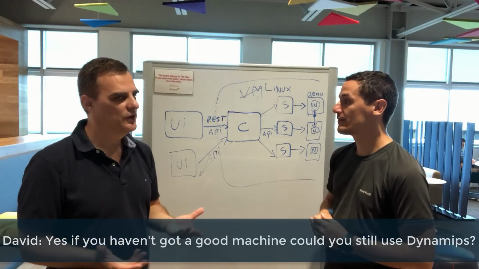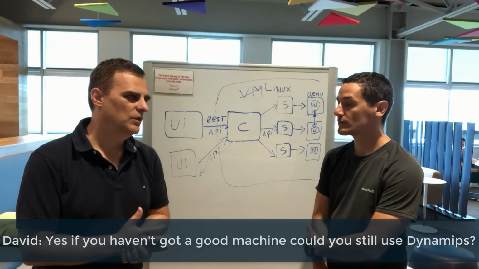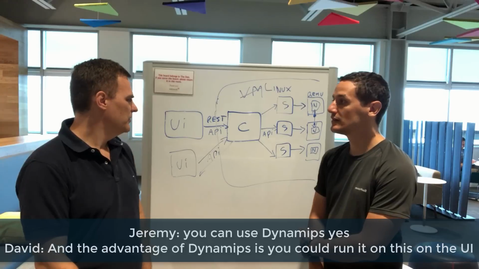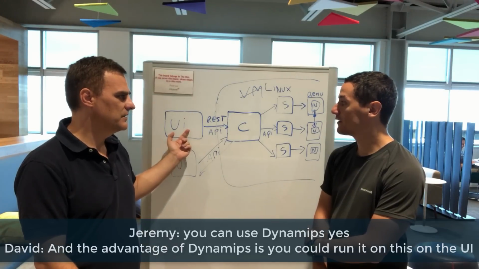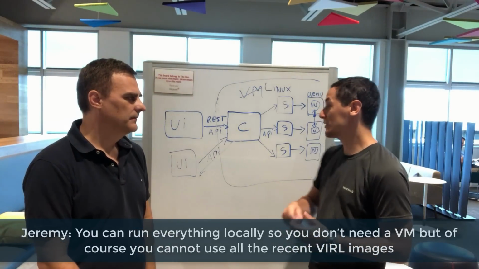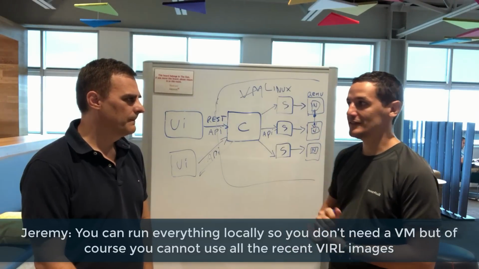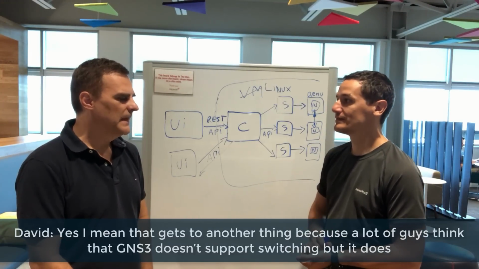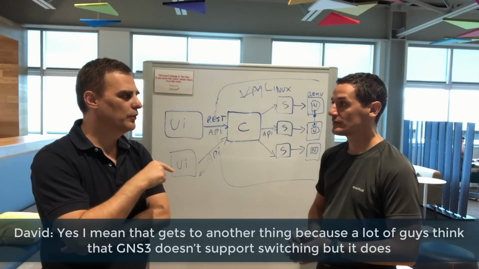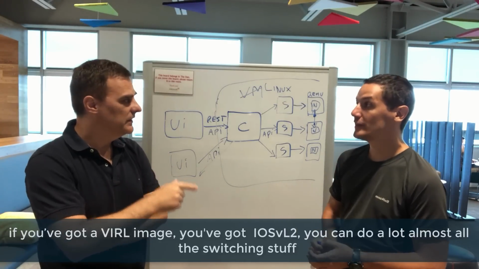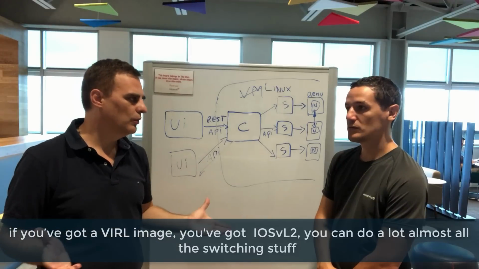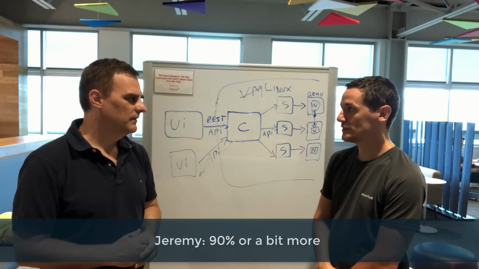So if you haven't got a good machine, could you still use Dynamips? You can still use Dynamips, yes. And the advantage of Dynamips is that the UI can run everything locally. You don't need a VM. But of course you cannot use all the recent virtual images. That gets to another thing, because a lot of guys think that GNS3 doesn't support switching, but it does if you've got a virtual image. With IOSv Layer 2, you can do almost all the switching stuff. Yeah, 90% or a bit more.